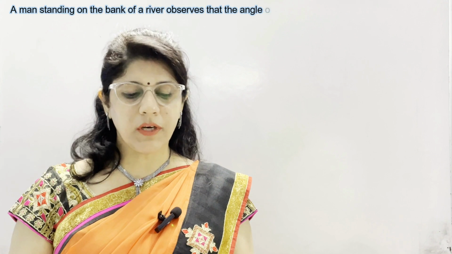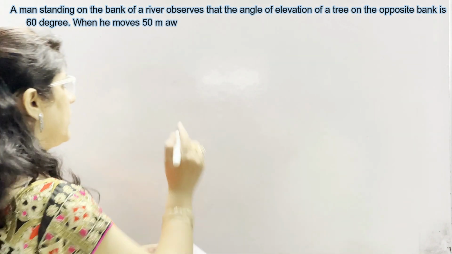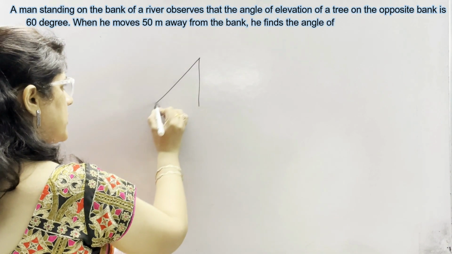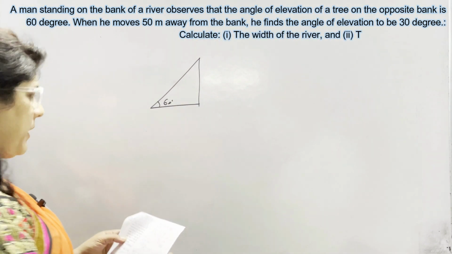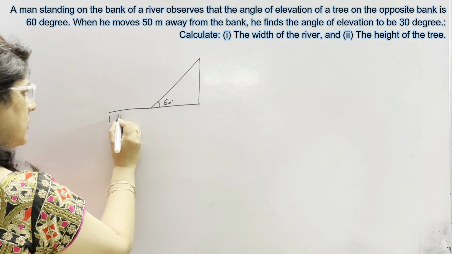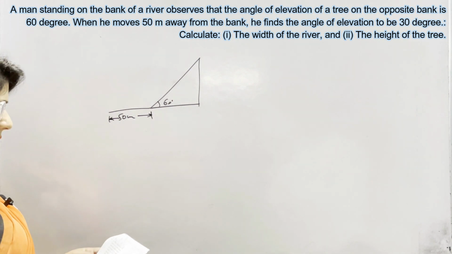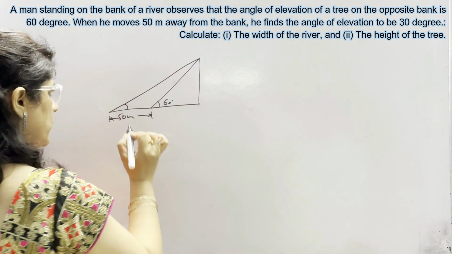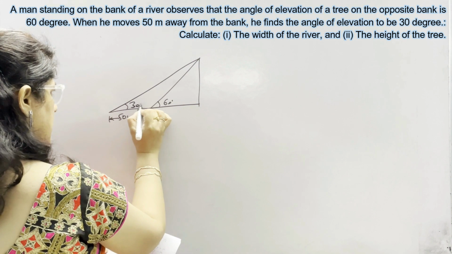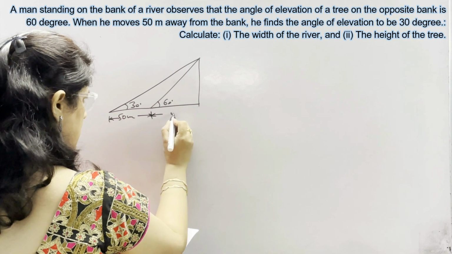In question number 11, a man standing on the bank of a river observes that the angle of elevation of a tree on the opposite bank is 60 degree. So it means this is the tree, this is angle 60 degree. When he moves 50 meter away from the bank, he finds the angle of elevation to be 30 degree. In all these questions, if your diagram is correct, your question is going to be 90% correct. Calculate the width of the river, and this is the width of the river, and we can take it as y.